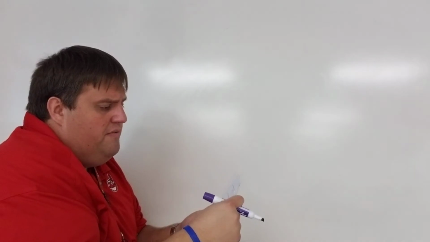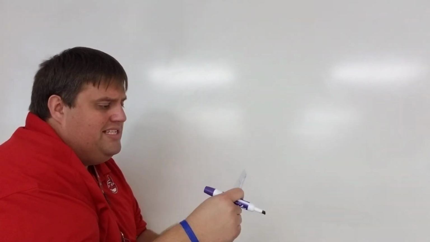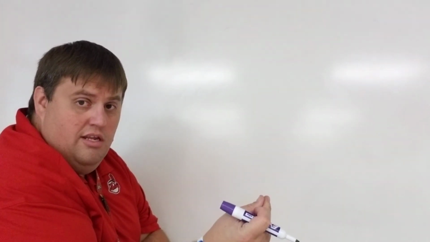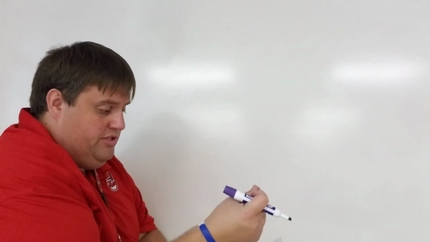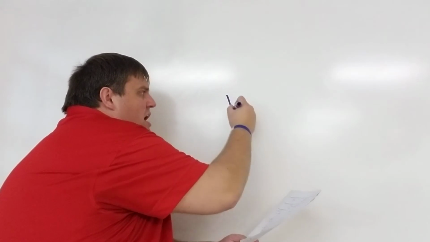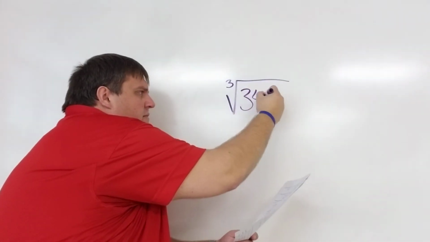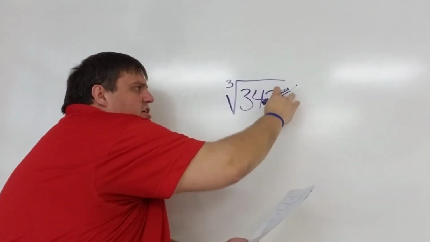Volume of a cube is 343 meters cubed. What's the side length of each side? If you hear cube, we should think cube root. Right? If it's volume, we're doing the cube root. So I'm going to do the cube root of 343. That's all you need to show.